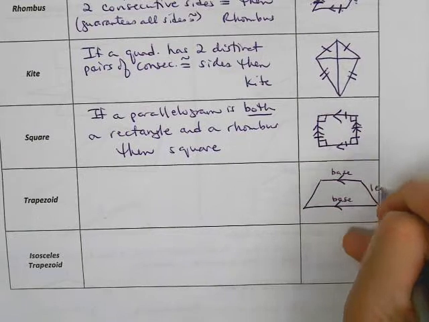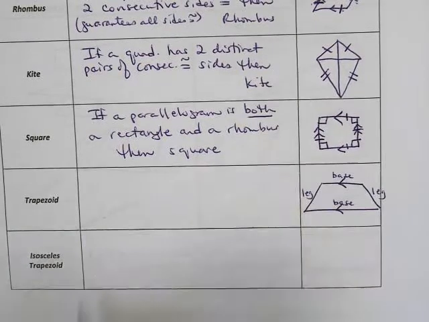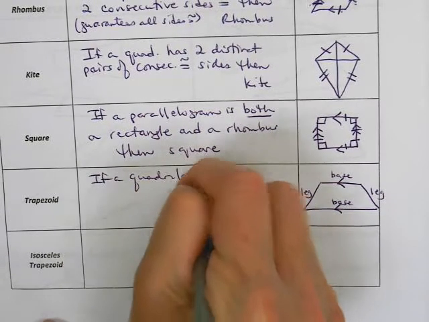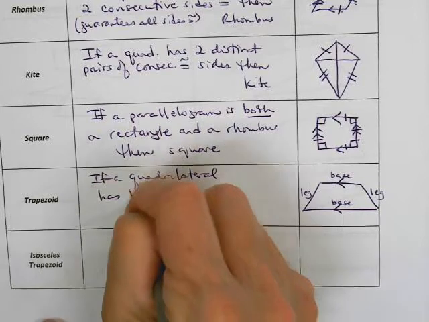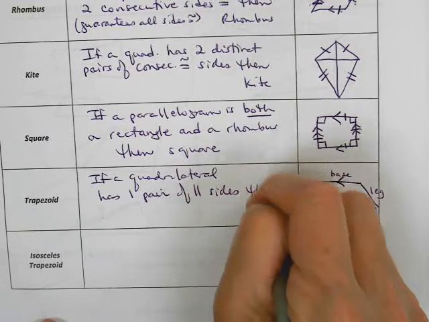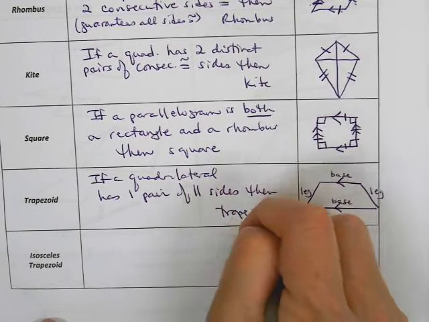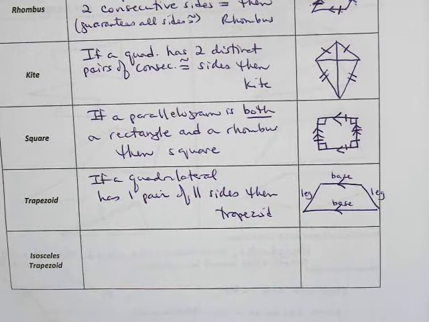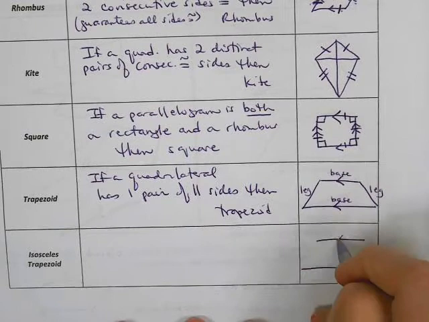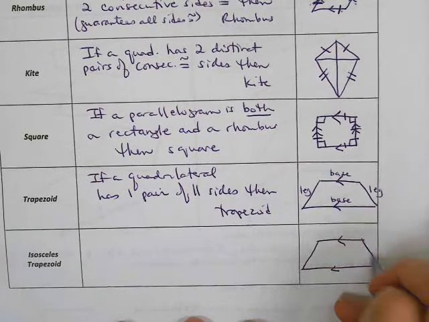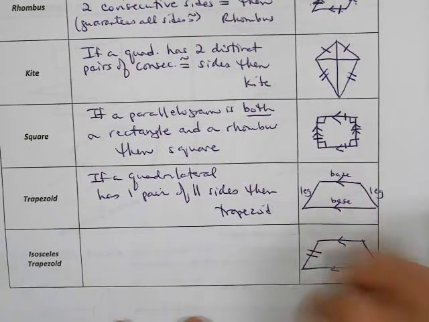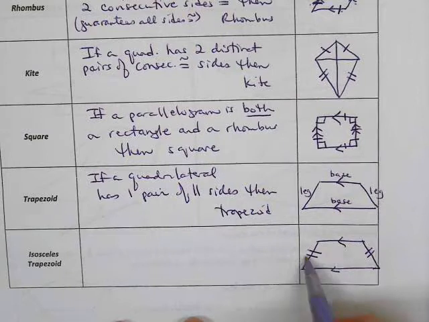We call these the legs. Little vocabulary there. So we say if a quadrilateral has one pair of parallel sides, then it's a trapezoid. Isosceles trapezoid is the same idea. We have a trapezoid, so we have those parallel lines. But in isosceles, right, you think of an isosceles triangle, it has two sides congruent. An isosceles trapezoid, these legs are congruent.